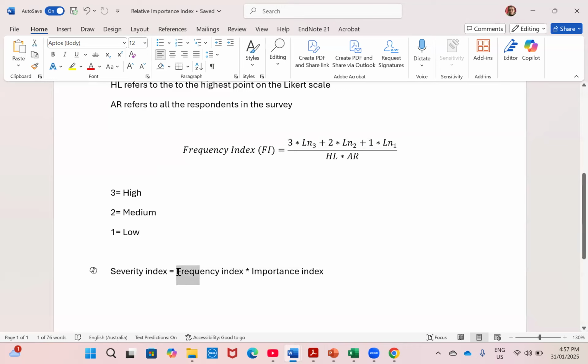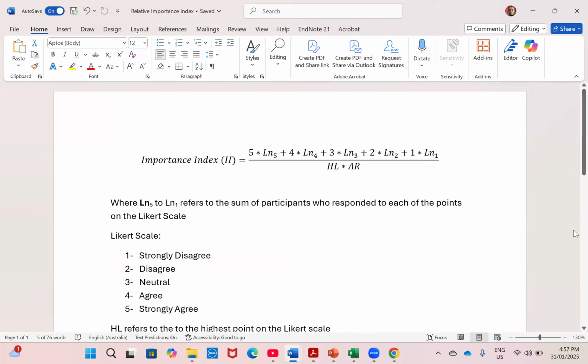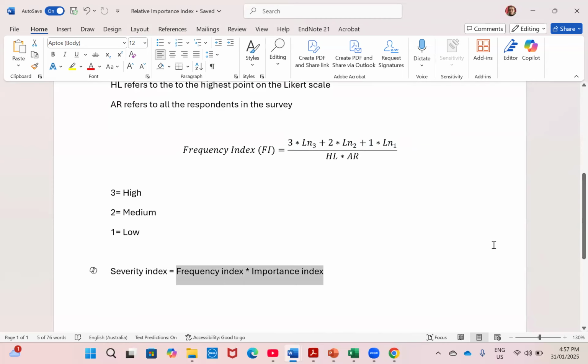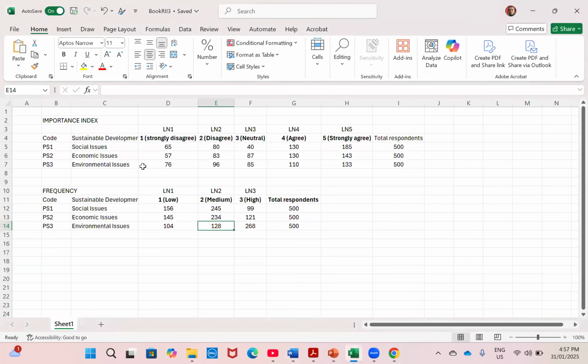Since I have the two of them, all that I have to do is compute each of them, then finally multiply them to get the severity index. So without wasting too much time and bothering you with so many formulas, we'll visit them whilst we are doing the computation. I'll go straight to this data set that I have.